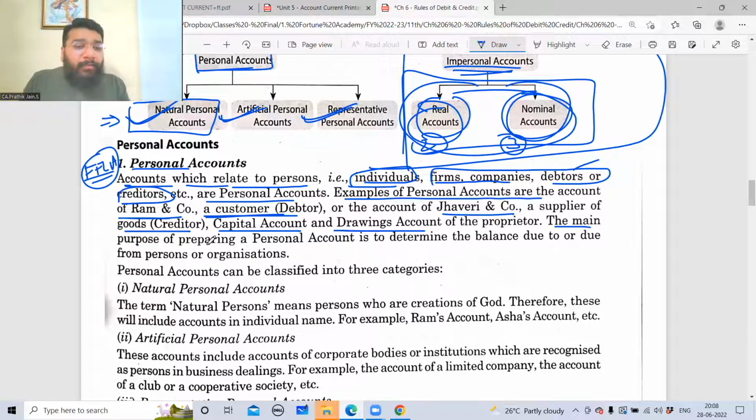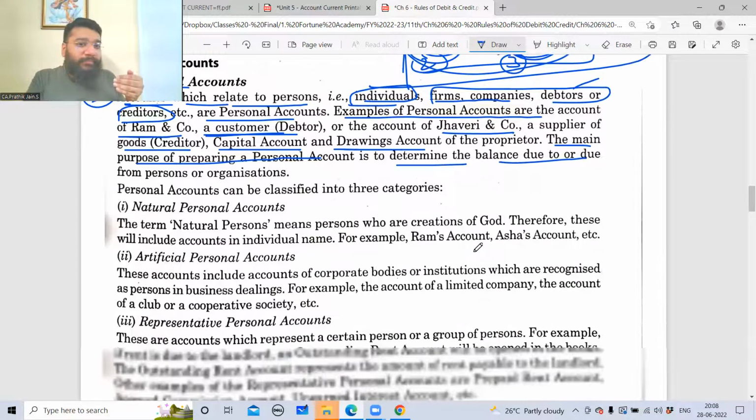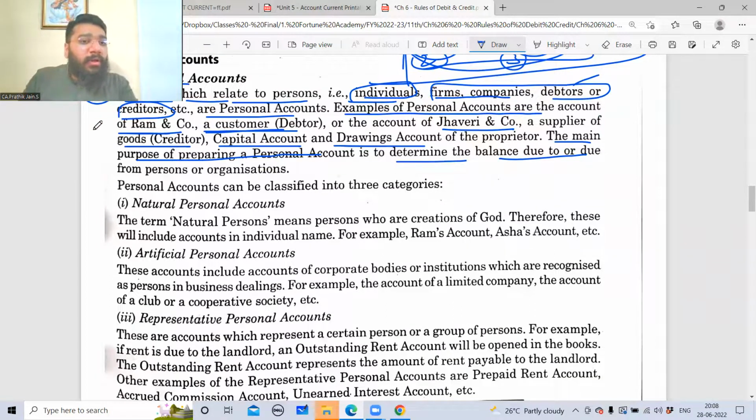The main purpose of the personal account is to determine the balance due, or what is due to the person or the organization, or from the person or the organization. This is all too technical to understand. Keep it very simple. We'll go slowly, because if you read a lot of theory, it will be confusing. As and when you do practical questions, all these meanings will be properly understood. Don't think too much.